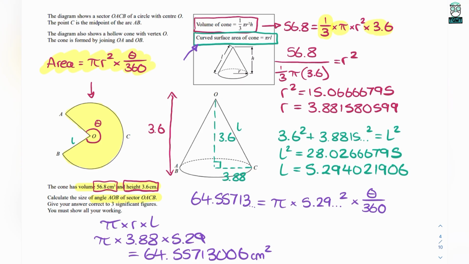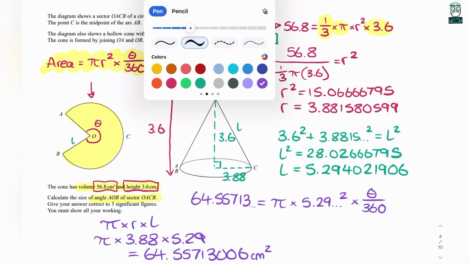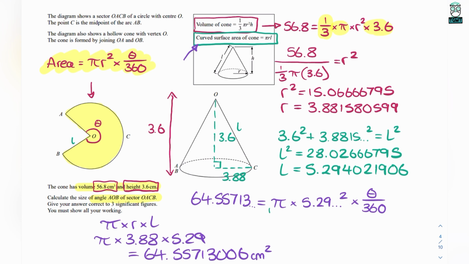So to start to rearrange this, just like before, I can divide both sides by what's next to my unknown, these bits here, and that will give me theta over 360. So that'd be 64.55713, all divided by pi times 5.29 squared, and that equals theta over 360. I'm almost running out of space. So let's actually work that out.